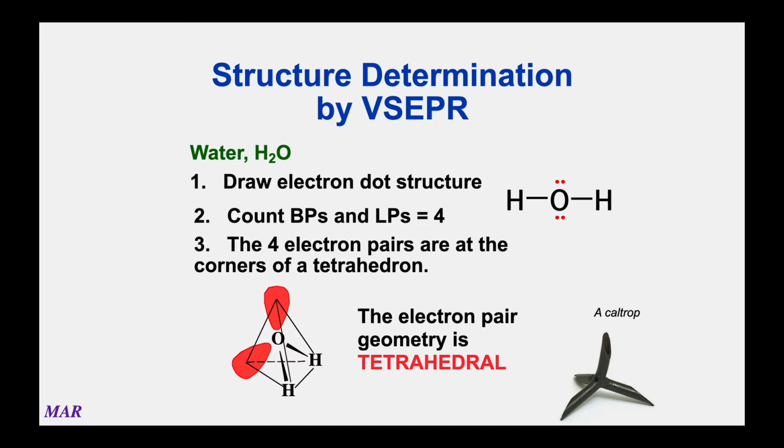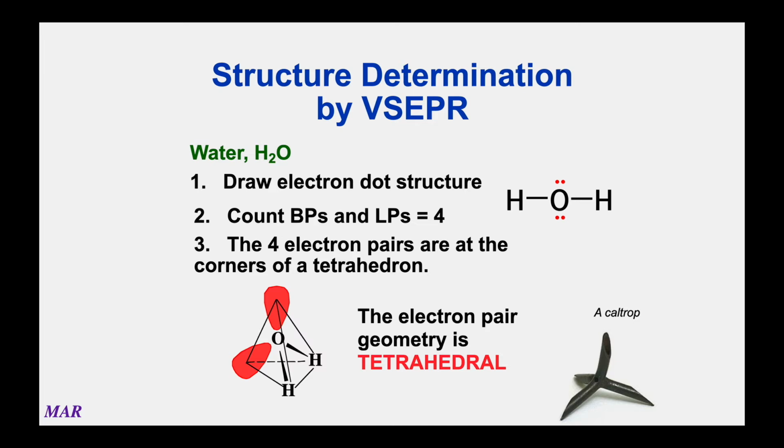That means this is going to be another tetrahedral electron pair geometry. Anytime you have 4 bonding pairs plus lone pairs total, it's going to be tetrahedral. A caltrop, pictured in the lower right-hand corner there, is what one of my students wanted to call the tetrahedron all the time, so that's kind of an homage to that student, which was really cool. But anyway, neither here nor there.